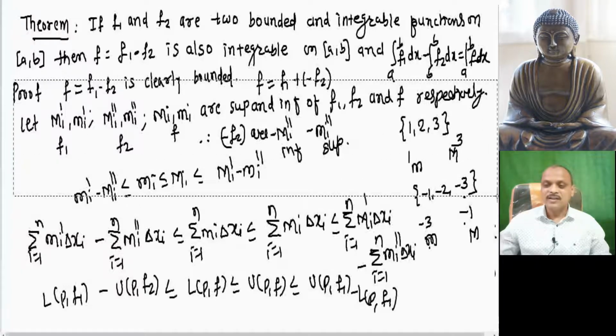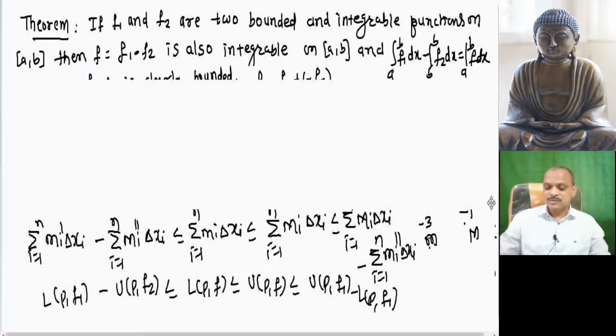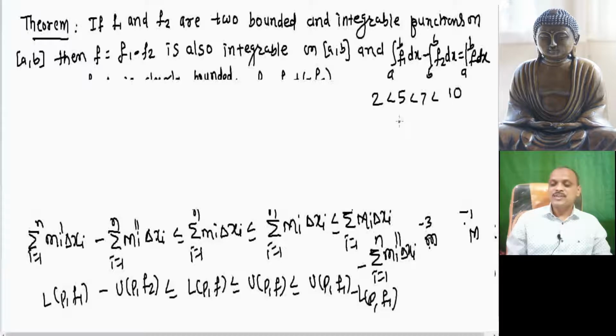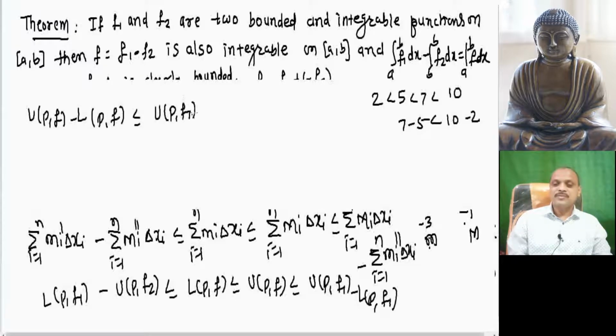Now if we take the subtraction of the upper and lower bound using the criterion, as we know, whenever 2 is less than 5, less than 7, less than 10, then obviously 7 minus 5 is less than 10 minus 2. Then we arrive at UPF minus LPF is less than or equal to UPF1 minus LPF1 plus UPF2 minus LPF2.